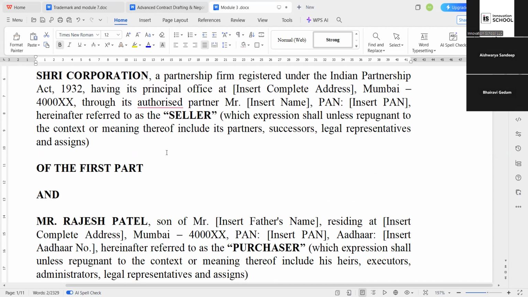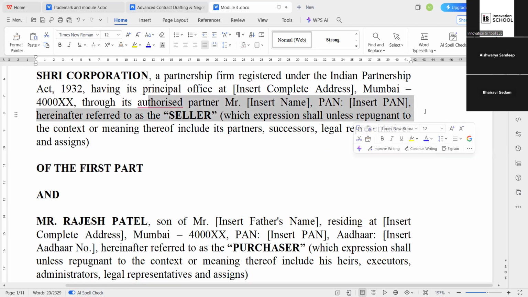Now, Shree Corporations is a partnership firm. A partnership firm, just like a company, is an artificial person. It is not a real person. So when an artificial person sells a property, you have to sell it through a human partner, a person who has the authority. So you will say it is by its authorized partner, Mr. So and so. You will add the PAN number, which will show the identity of the person, and they are called the seller. Okay.